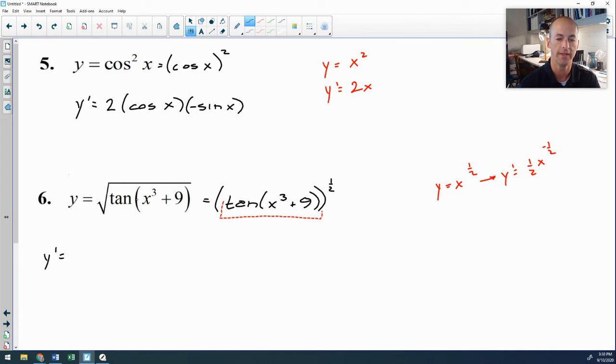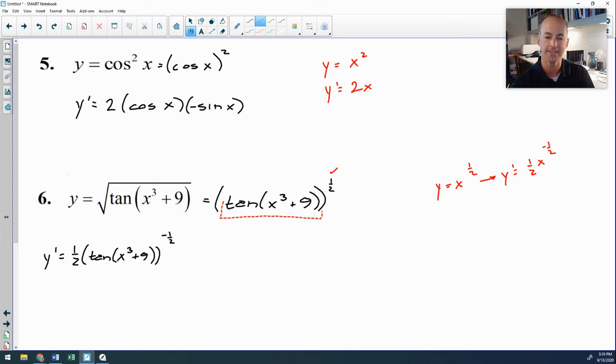So I'm ignoring the interior, and the derivative of square root of something is 1/2 of all of that something to the negative 1/2, and we leave the inside alone. Do not differentiate the inside on your first pass. Right? So now I've done the 1/2 part, the stuff to the 1/2. I have differentiated that exponent.